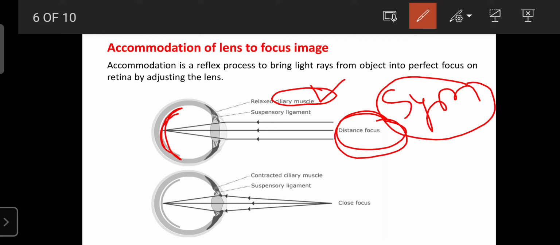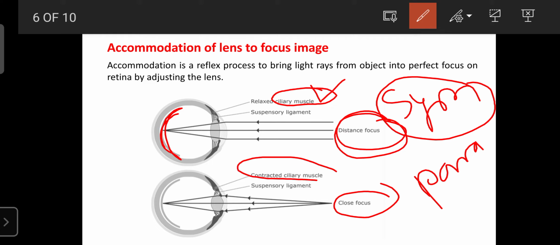Or in the case of close focus images, at that time the parasympathetic nervous system is involved. This system causes the contraction of the ciliary muscles.